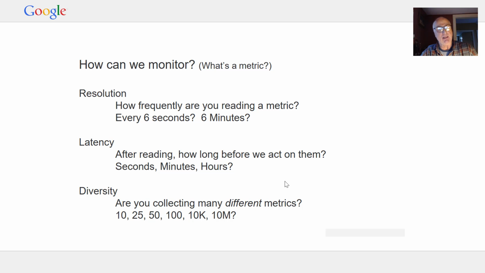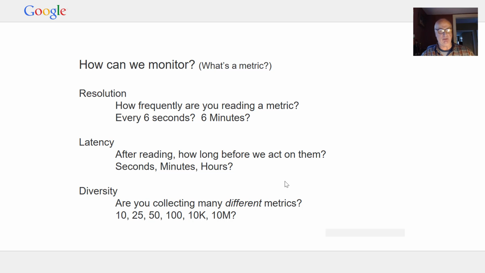Latency: after reading the metric, how long before we act on it? Seconds, minutes, hours, it all depends. And then diversity: are you counting many different metrics, or are you counting one? Can you narrow down the state of your server system application to be measured through one metric? Some of them we can.